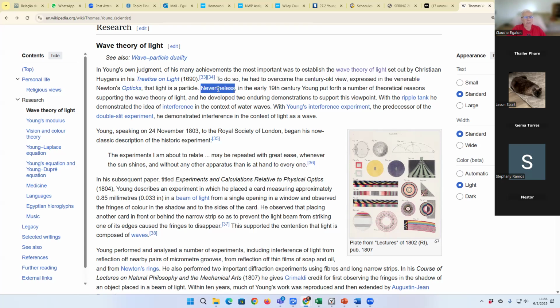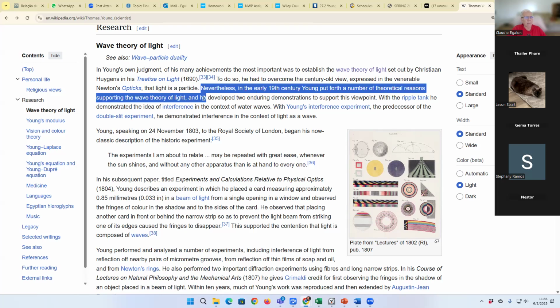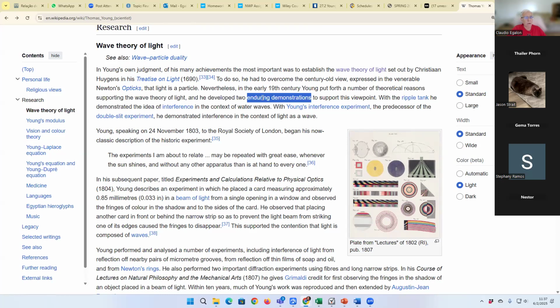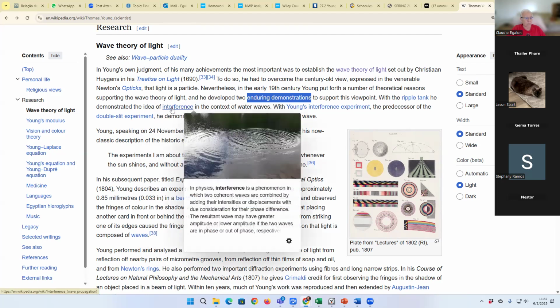Okay. Nevertheless, in the 19th century, Young put forth a number of theoretical reasons supporting the wave theory of light, and he developed two enduring demonstrations. What's important is the demonstrations, the practical, experimental demonstration. That's why we remember him, right? To support this viewpoint, with the ripple tank, he demonstrated the idea of interference in the context of water.